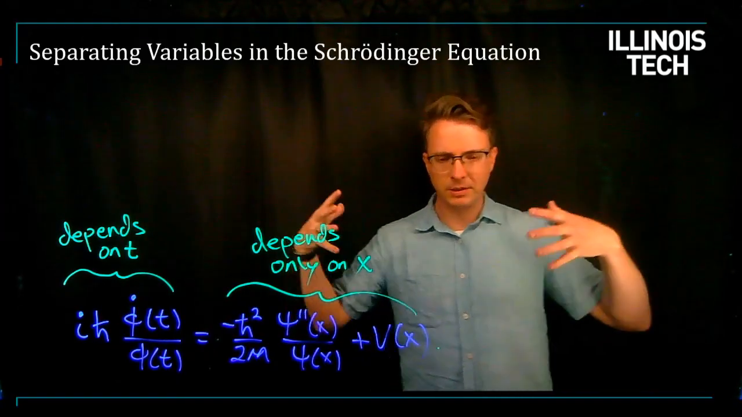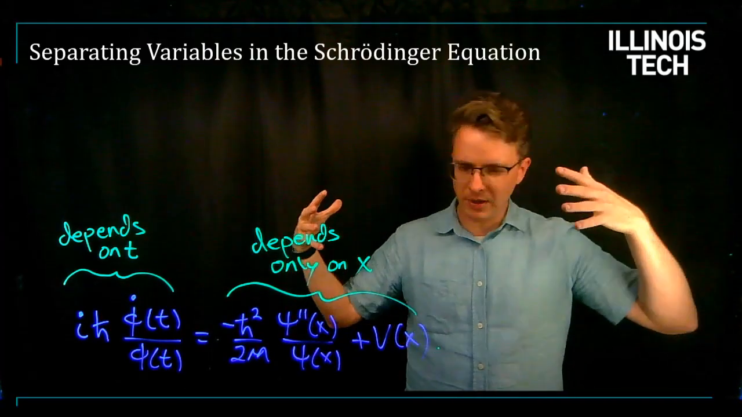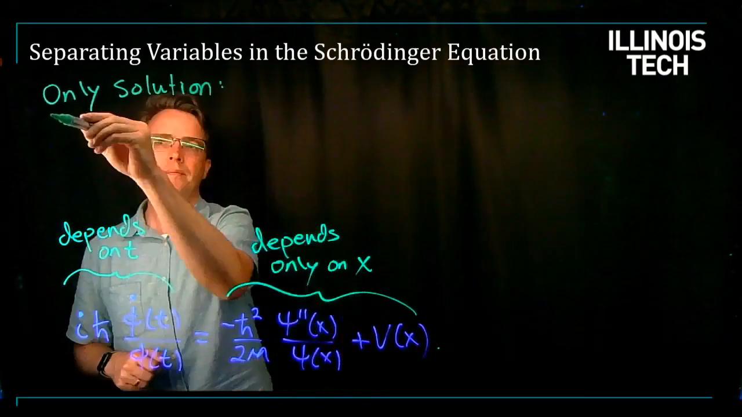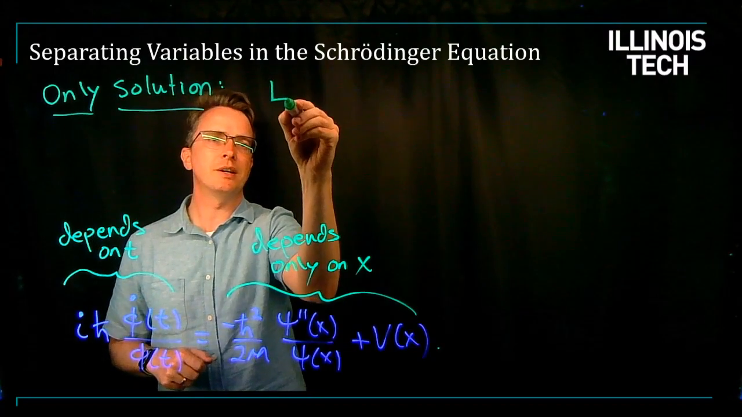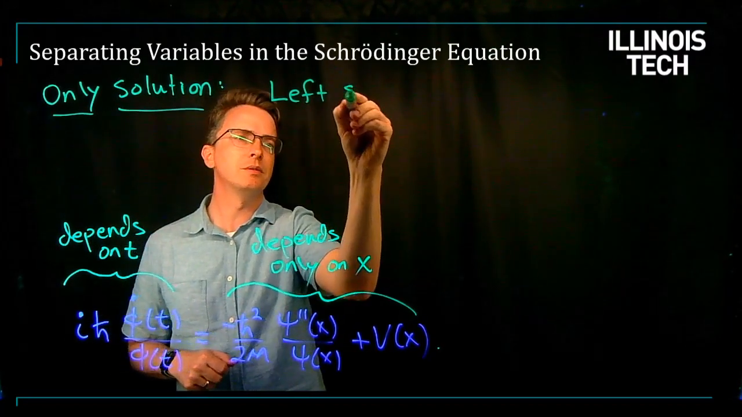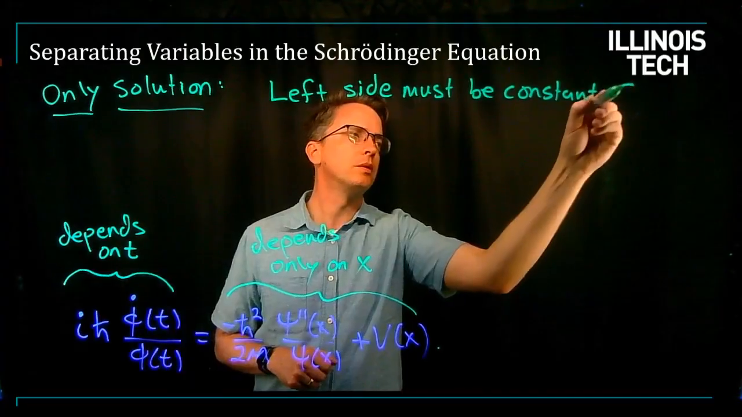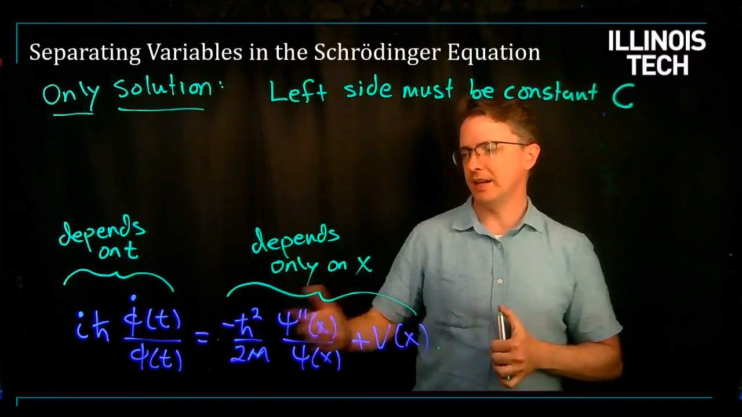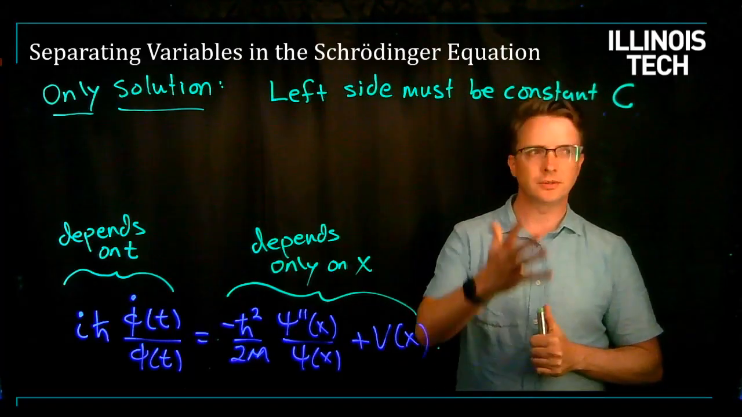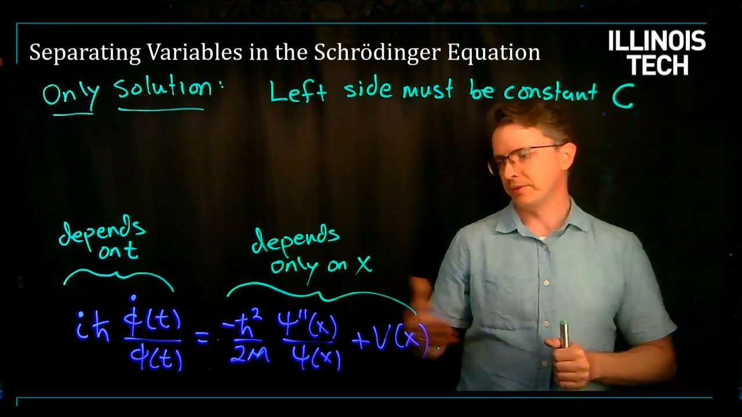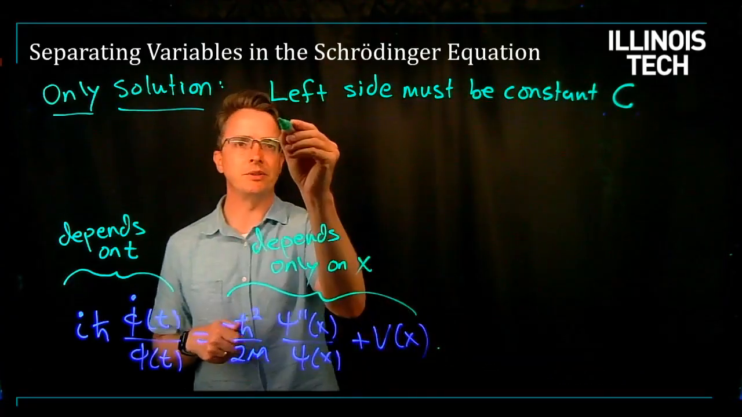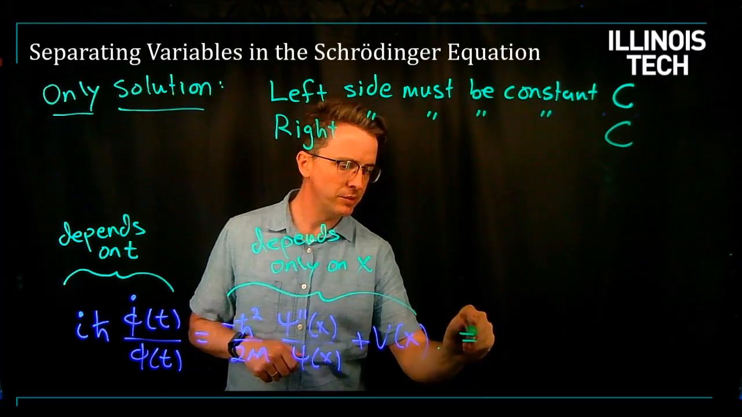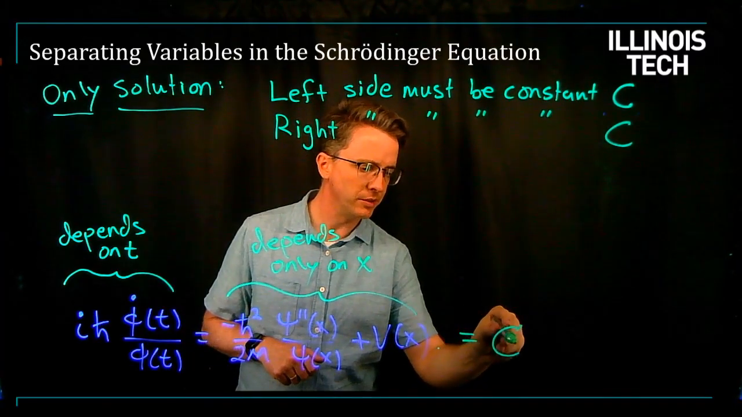So how do we get out of this debacle? It seems like it does depend on t, but it doesn't depend on t. So there's only one way out of this, which is that the left side must be a constant, c. Let's call it c. Because it can't depend on t, and it can't depend on x because of that argument, so it must be a constant. But the left side is equal to the right side. That means the right side must also be equal to that same constant. So this is equal to c, and this is equal to c. Both sides are equal to a constant.